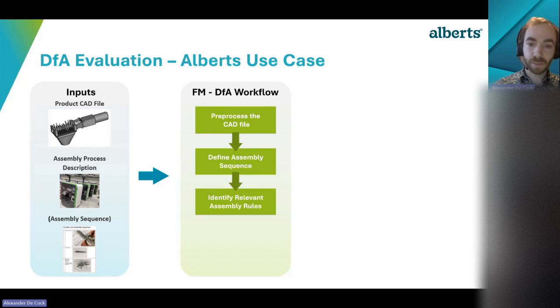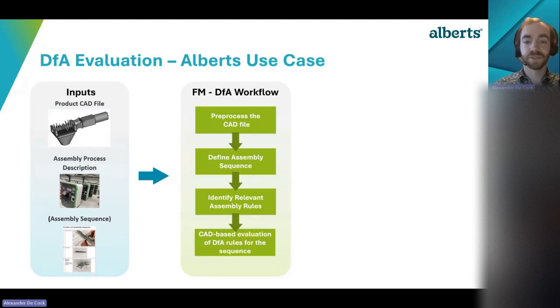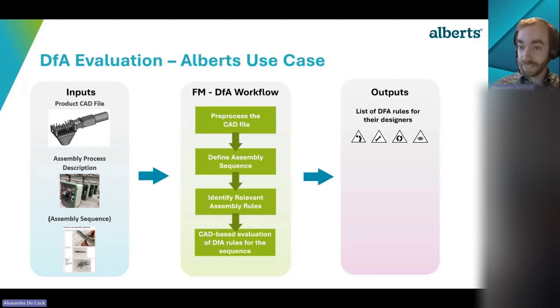Then, together with Albert, we identified the relevant assembly rules for their process and their product, and then we automatically evaluated those rules on their CAD file for the given sequence. And what did they get out of it? We presented to them the list of rules that they can still use also manually in their development process to check their designs or new designs of the crusher in the future.